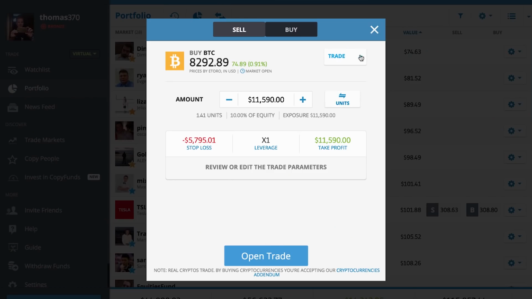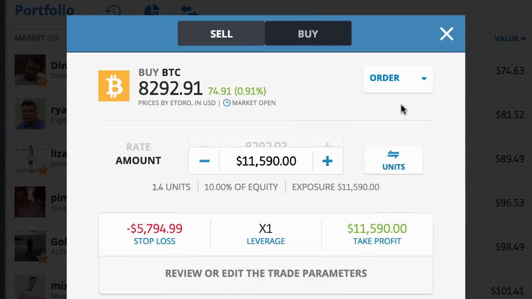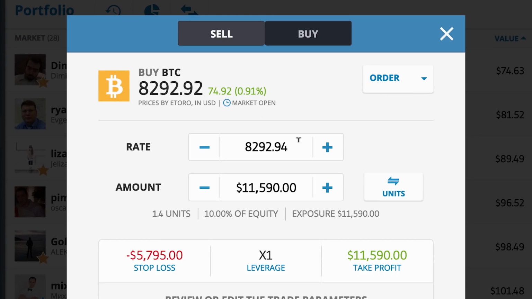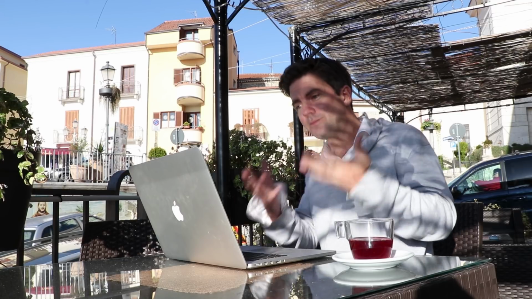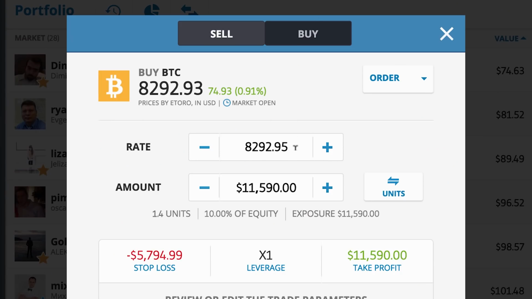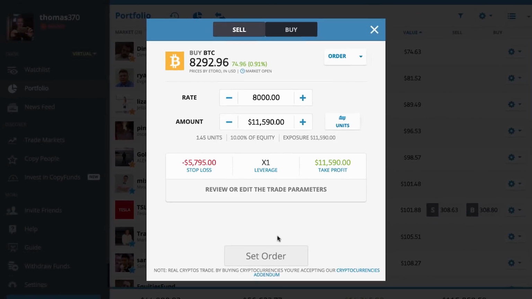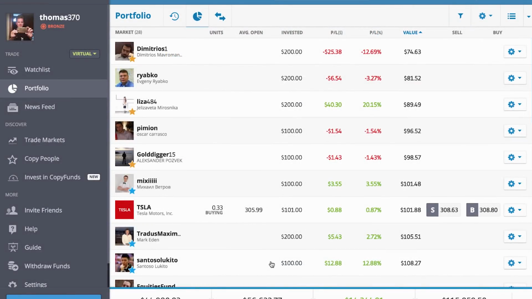This is called a limit order when we set it as an order, but here it's just called order. To keep it simple, when you select order, you can set any price you want. You can set the order at 8,000, so there we are, 8,000, and I set the order. Now that is going to stay open.